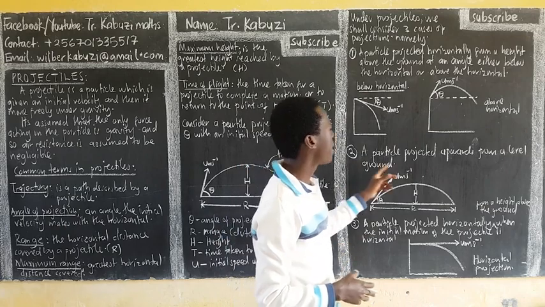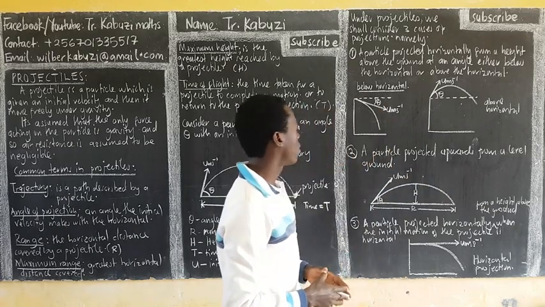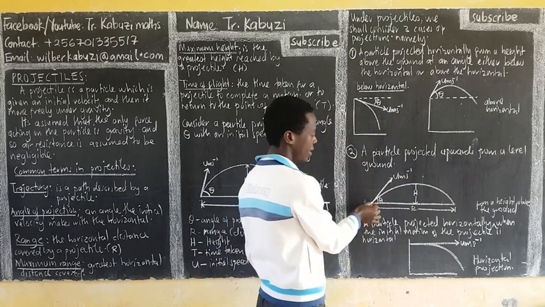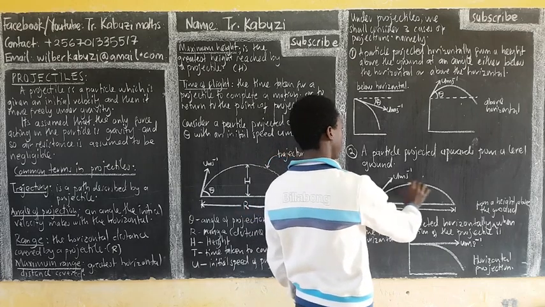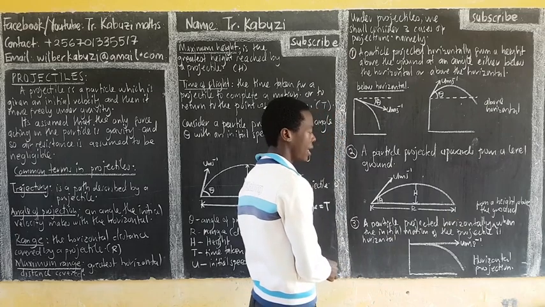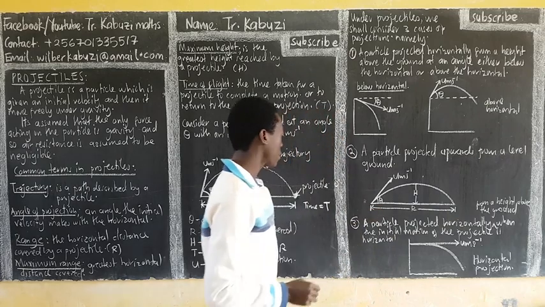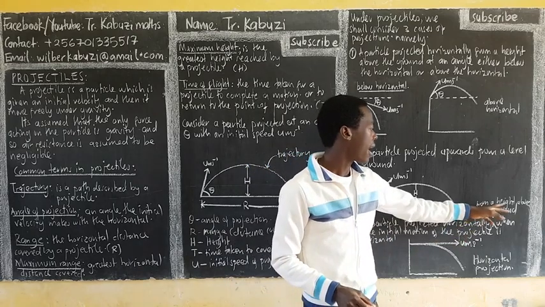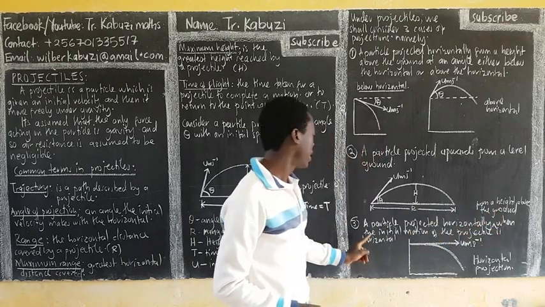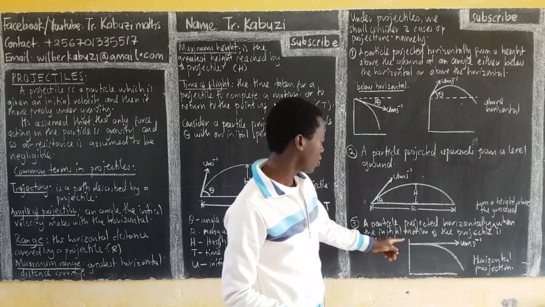Then case 2: a particle projected upwards from level ground. So now this is our ground, and it's projected from here. It's going to go up and come back here. That's another case.